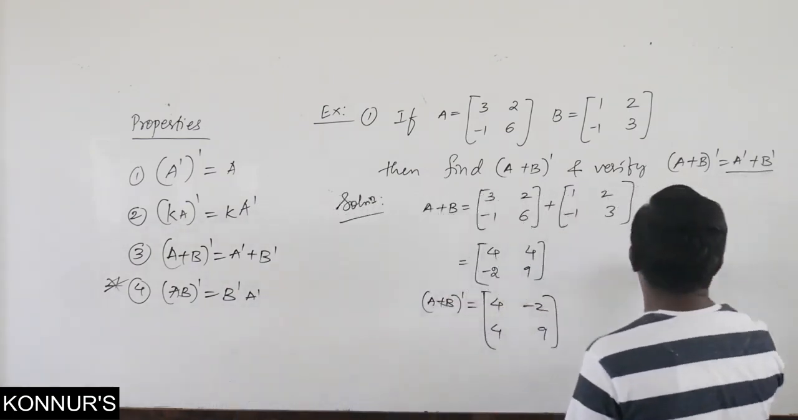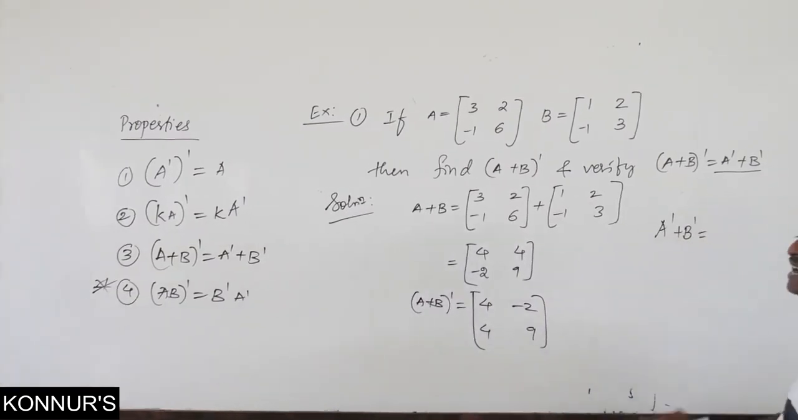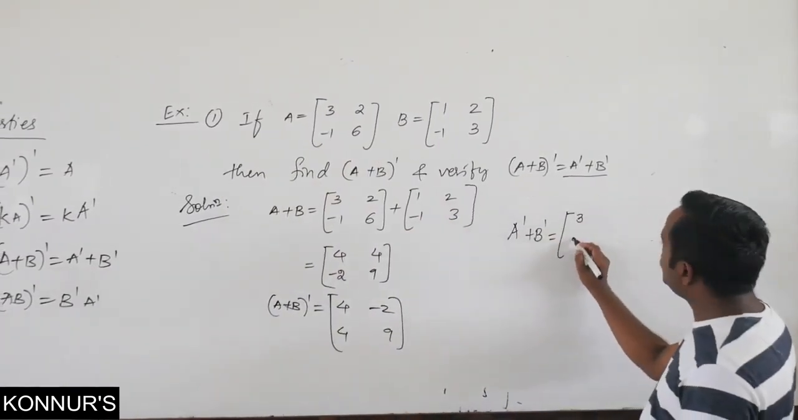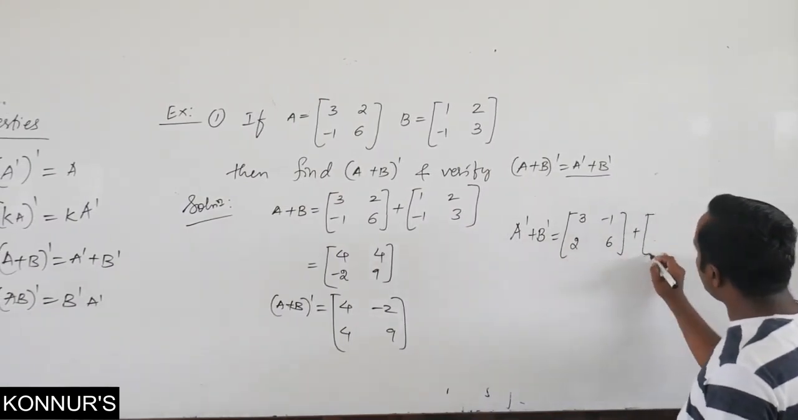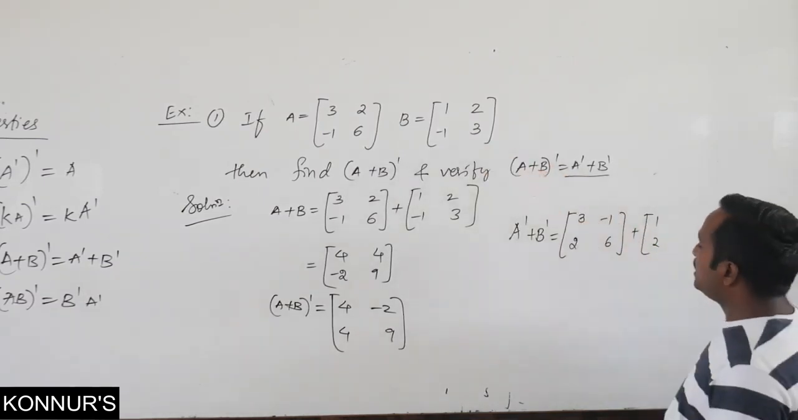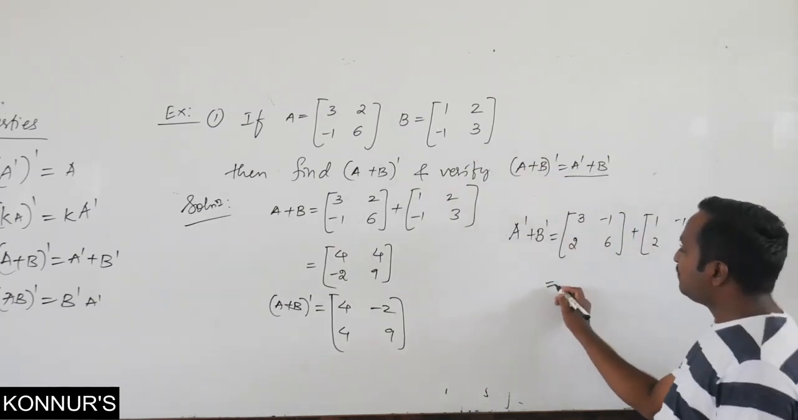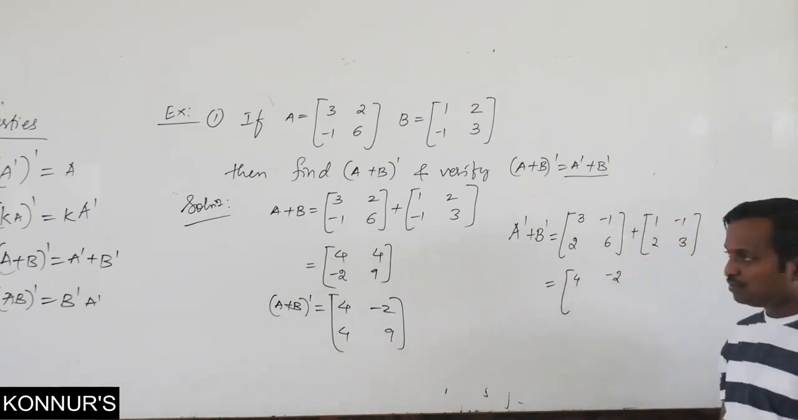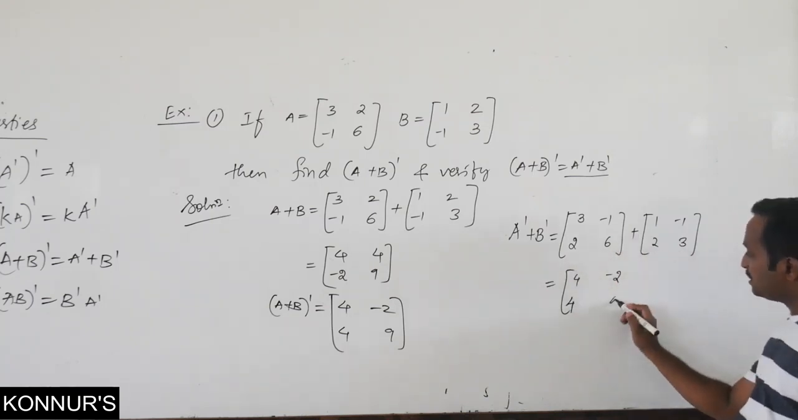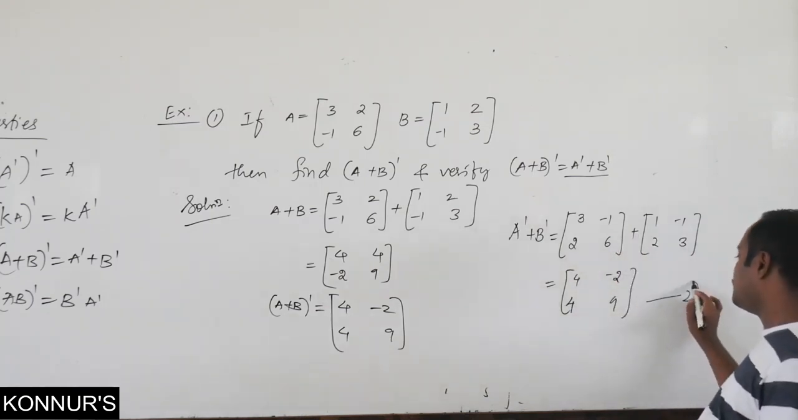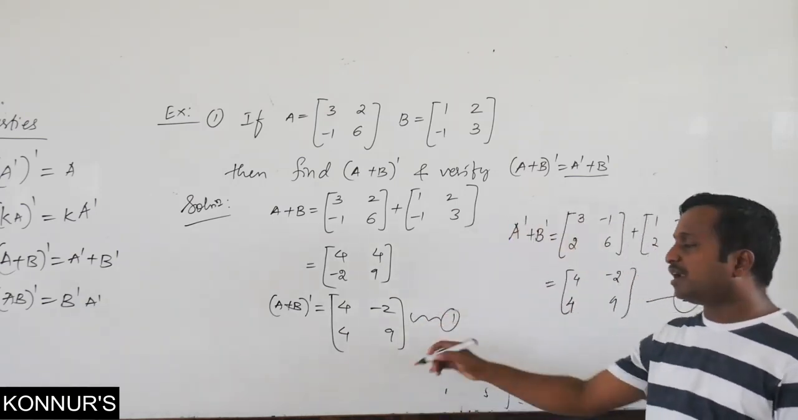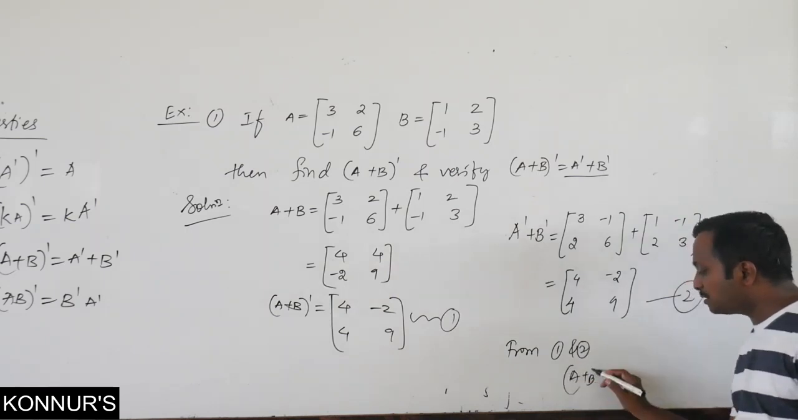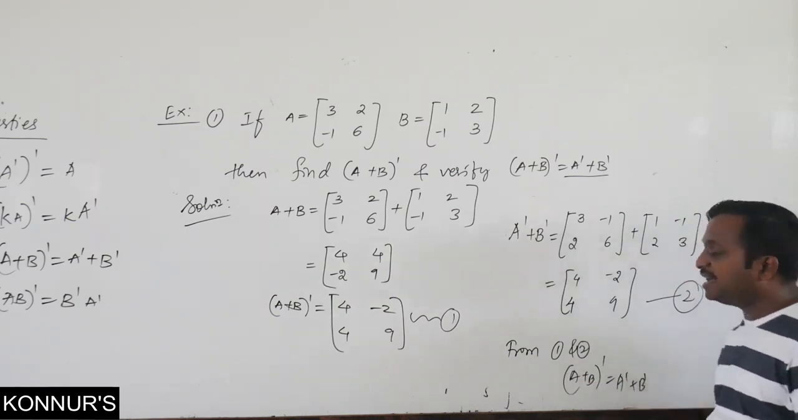And now what I have to verify? A dash plus B dash. What is A dash? This is A matrix. Make it by interchanging the rows and columns: 3, 2, minus 1, 6. Plus B dash becomes what? This is B. Make it by interchanging the rows and columns. What happened now? 3 plus 1, adding the matrices' elements. Minus 1 plus minus 1 becomes minus 2. 2 plus 2 becomes 4. 6 plus 3 becomes 9. I will take this as 2, and let us take the earlier one as 1. From 1 and 2, what I conclude is that A plus B whole dash is always equal to A dash plus B dash.